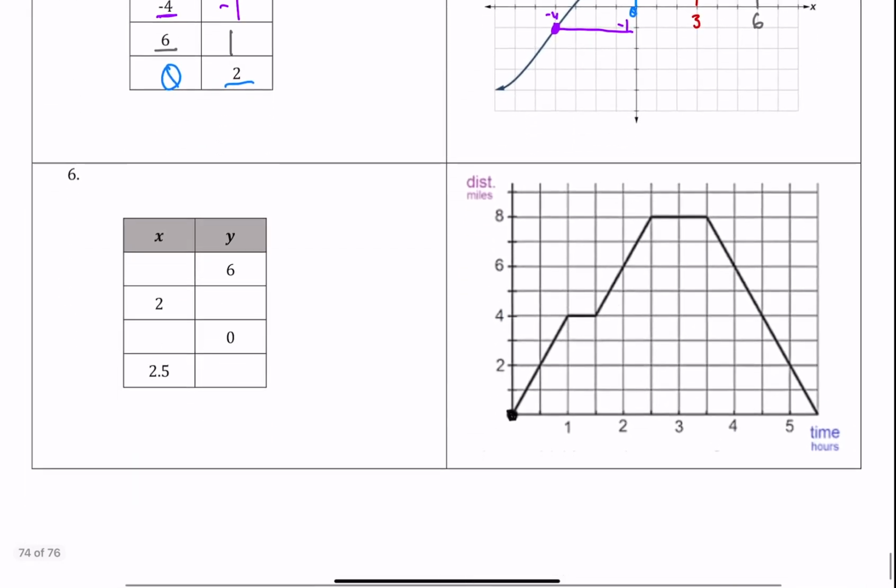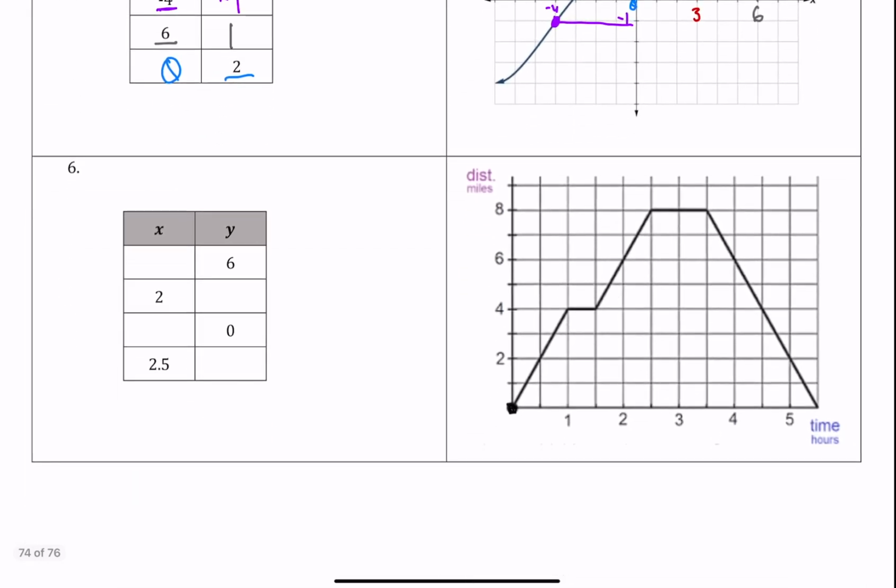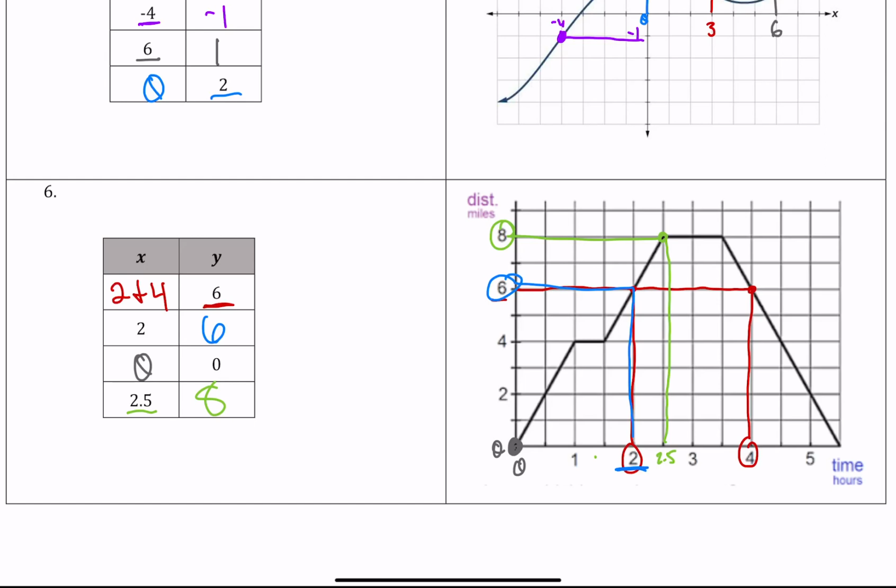All right, why don't you guys try 6 and see how you do? Okay, so here are the answers for number 6. It's all color-coded so you can check yourself.